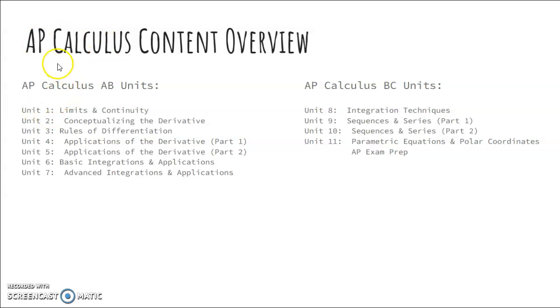So for AP Calculus content overview, we have 7 units in AP Calculus AB, and then there are only 4 units in AP Calculus BC. Each course counts as a separate AP course. At the end of the year, they will take the AP Calculus BC exam, which will cover all 11 units. And that's why they get credit for Calc 1 and Calc 2 in college if they pass, because we are covering Calc 1 and Calc 2 information.